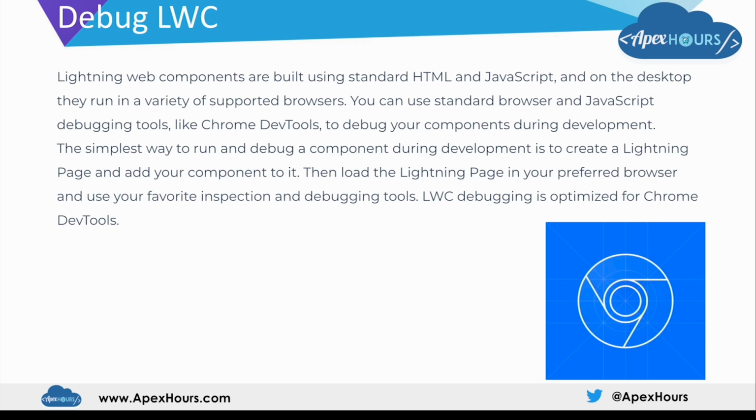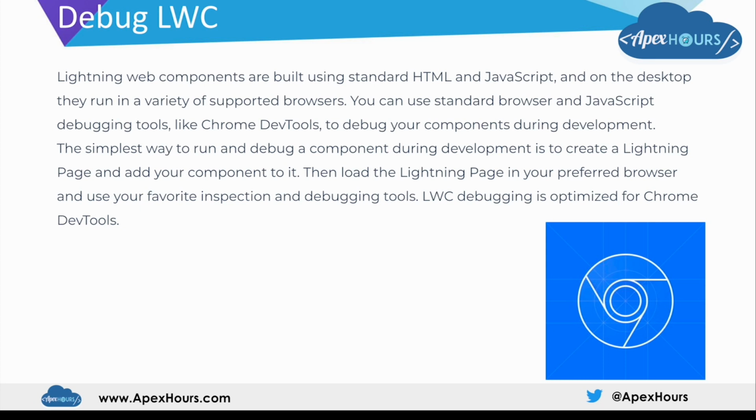Lightning Web Components are built using standard HTML and JavaScript, and on the desktop they run in a variety of supported browsers. You can use standard browser and JavaScript debugging tools, like we have been using Chrome Dev tools for a long time, and using Chrome Dev tools we can debug our Lightning Web Component. The easiest way to run and debug a Lightning Web Component during development is to create a Lightning page, add your component to it, and then do the inspect element and use the Chrome Dev tools.